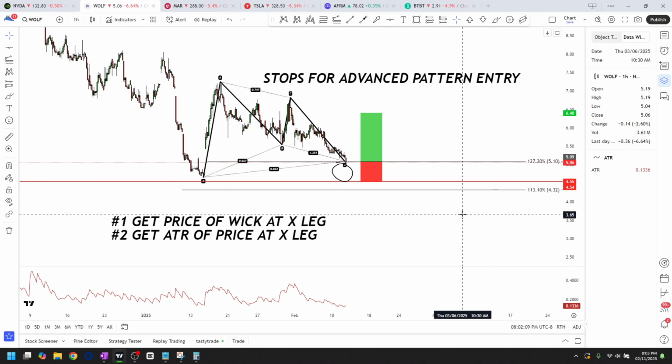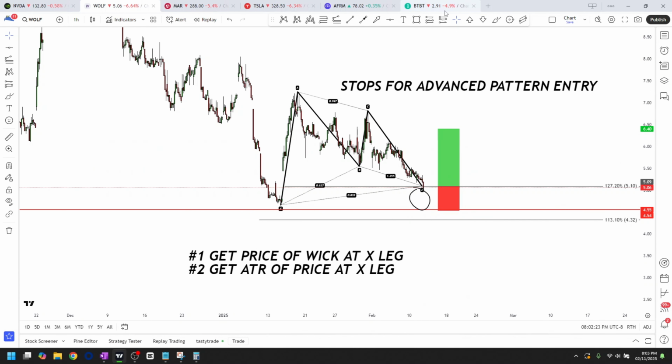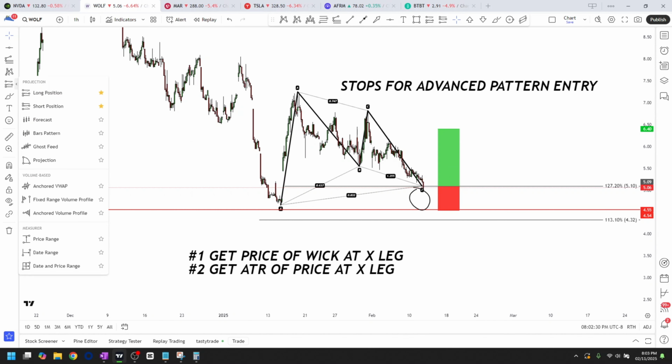Okay, so ATR-based stops, 113 extensions and inversions. And the last thing, you guys already saw me do it, is that TradingView has a built-in indicator with a stop loss, and that's their long short tools, long position, short position. So you can find those up under the projection section. I have them starred, but under the projection section, you see long and short position. Just star those, so you can start putting your favorites at the top.